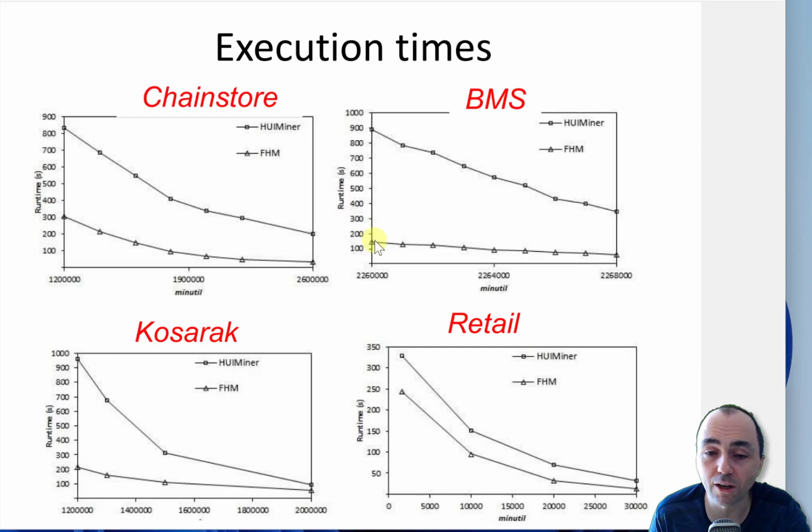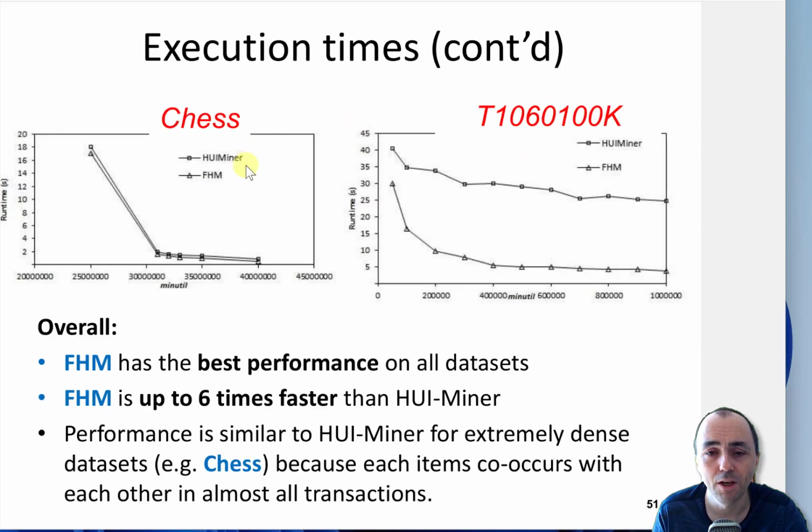On other databases like BMS, there is also a very big difference, maybe more than 5 times, more or less, and so on. So this shows that FHM, using some simple ideas, can make the algorithm a lot faster to find the high utility itemsets. So there are other databases here. For databases that are more dense, where a lot of items appear together, the difference will be smaller. But in general, for real databases about shopping, there's a big difference.